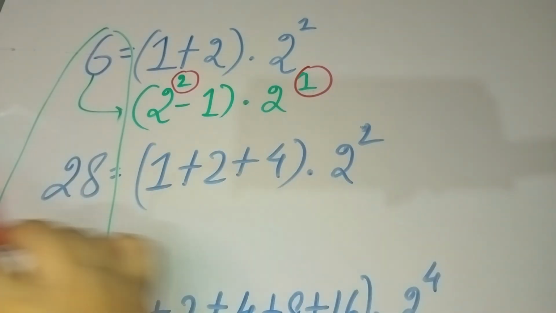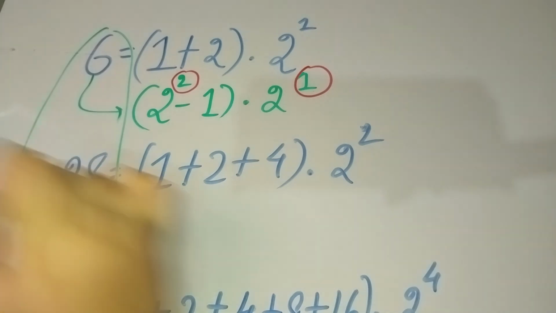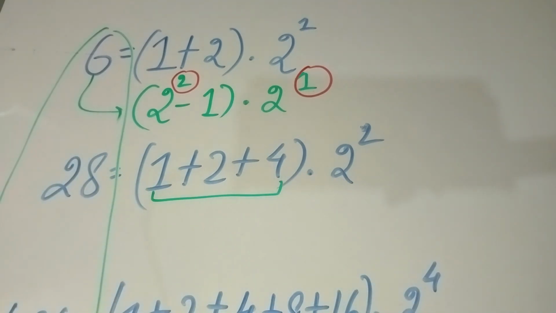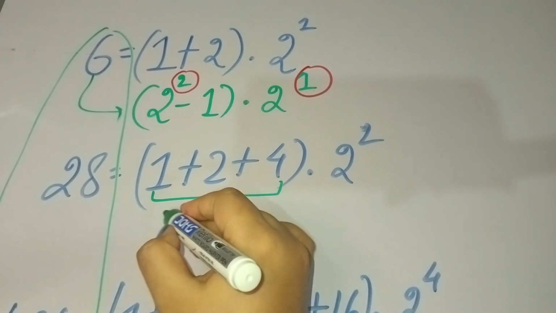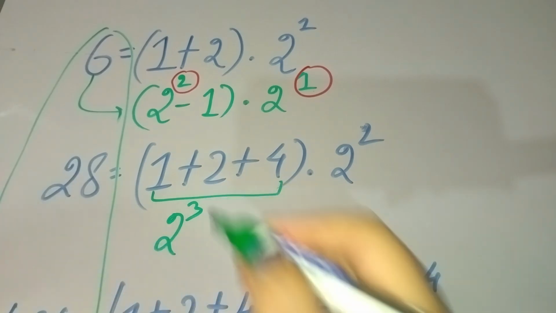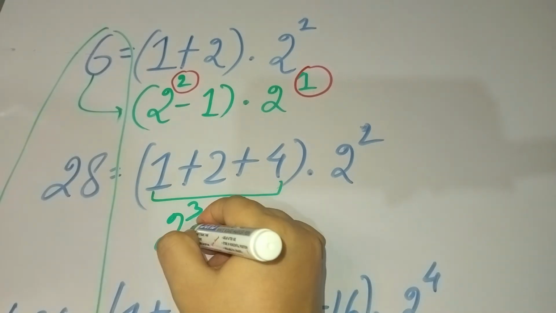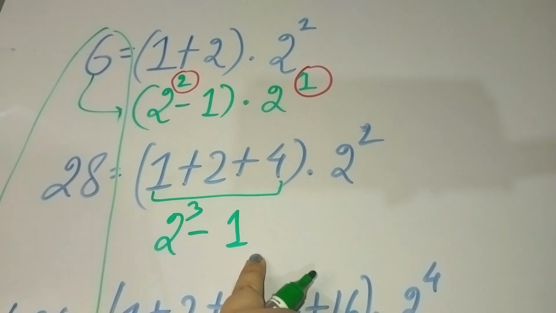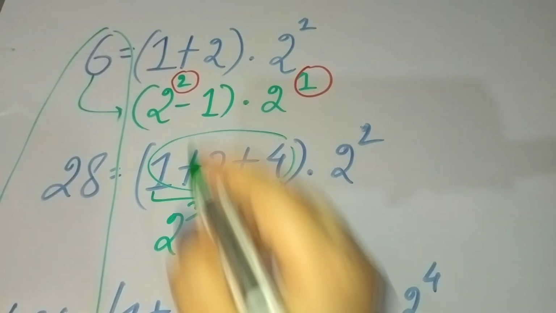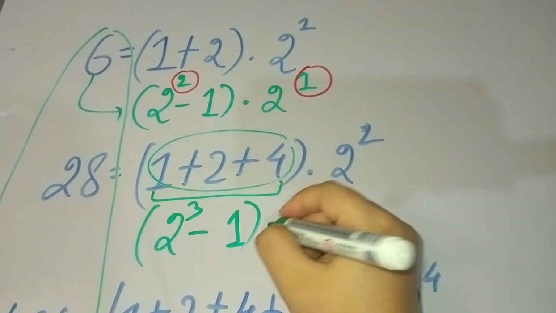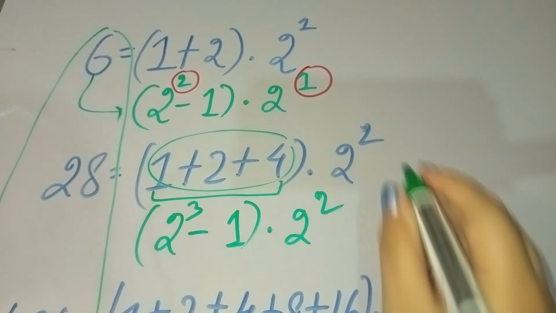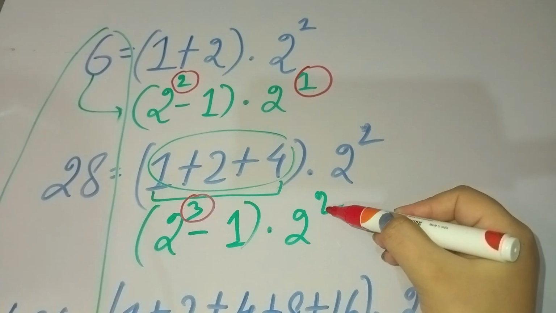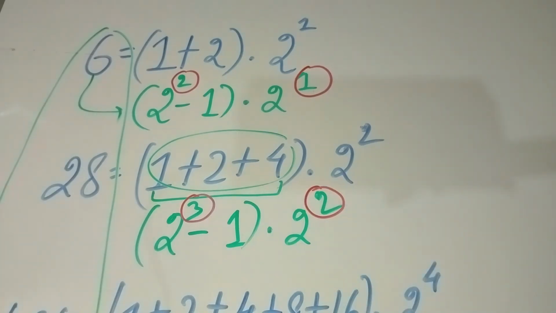2 minus 1 is 1. Similarly, 28. I can write 1 plus this sum as 2 to the power 3 minus 1. So 2 to the power 3 is 8, 8 minus 1 is 7, and the sum is also equal to 7, and we then multiply it with 2 to the power 2. So again you can see this is 3 and this is 3 minus 1, which is 2. Right?